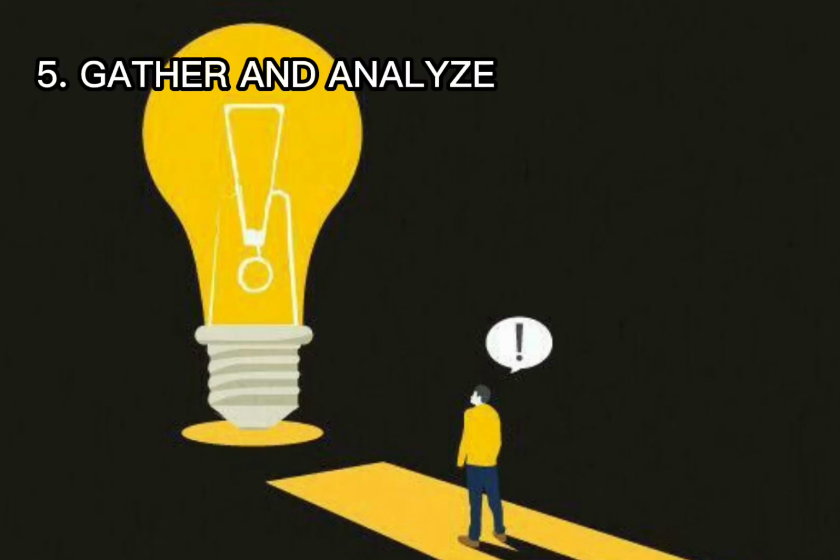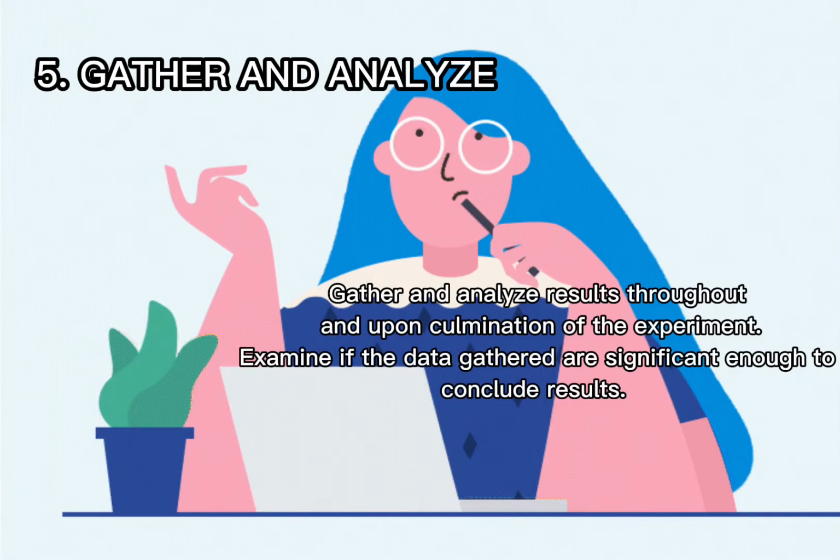Fifth is gather and analyze. Even after plugging the toaster into a different outlet, it will not work. The bread is still refusing to toast. The hypothesis is not supported in this case. As a result, you'll come up with a new idea. Maybe there is a broken wire in the toaster. Gather and analyze results throughout and upon culmination of the experiment. Examine if the data gathered are significant enough to conclude results.